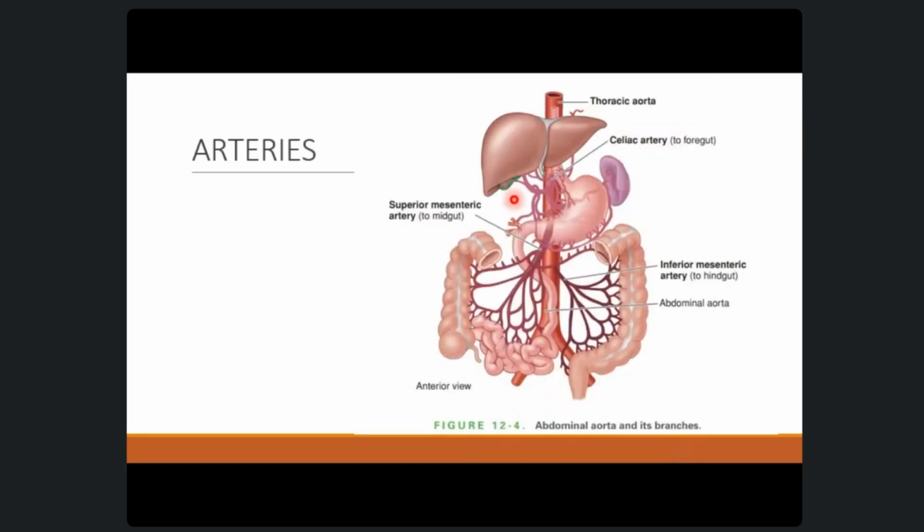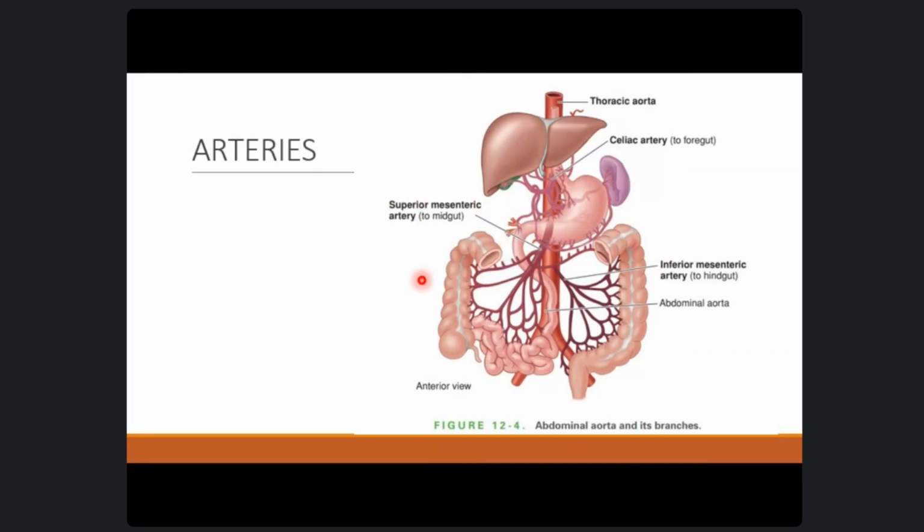So for the arteries in the abdomen, it is divided into three. So for the foregut, you have your celiac artery. So all came from the branch of your aorta, which is the thoracic aorta. So the first is your celiac artery, distributes to the foregut. So the foregut includes the esophagus, stomach, liver, and pancreas.